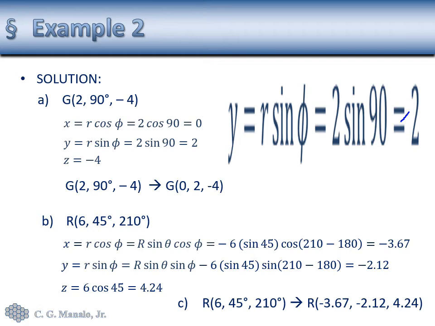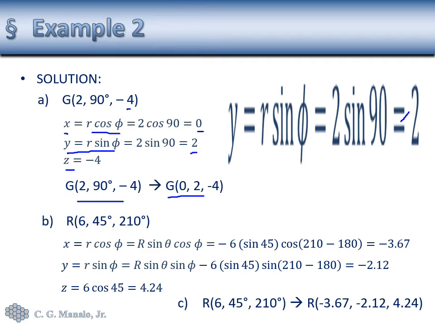So again, I'm going to use the graphical illustration. To get x, I can use this formula. So that will be 0. To get y, I can use this formula. I will get this one. And z will be the same as the coordinates in the cylindrical coordinate system. So therefore, this coordinate in Cartesian would be this one.